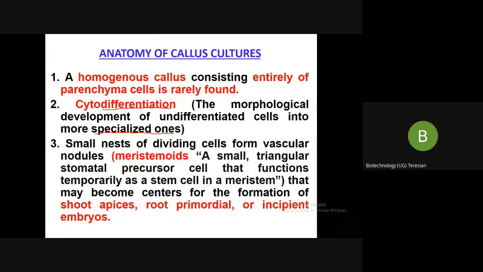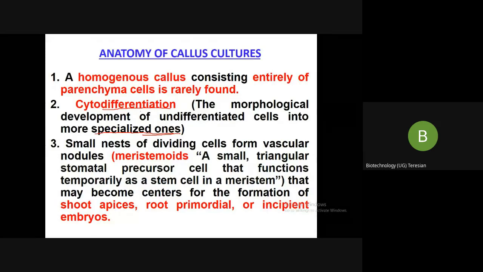That word becomes important. From an undifferentiated mass of cells, it should undergo differentiation, it should undergo de-differentiation, and it should form specialized cells or organs. So what happens is, we said that it has some amount of vascular elements. These vascular elements are formed by the meristematic cells. They can be formed from the meristematic cells of your root tip or stem apex and vascular cambium.